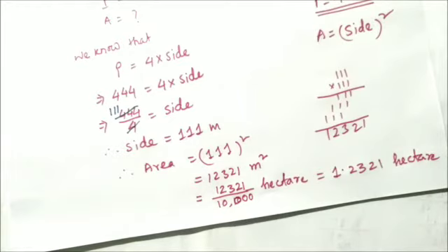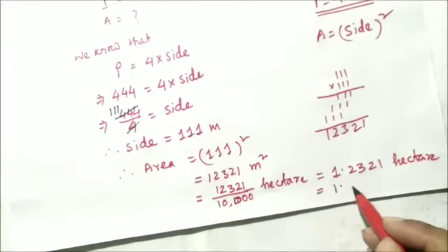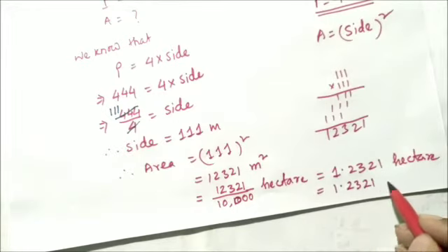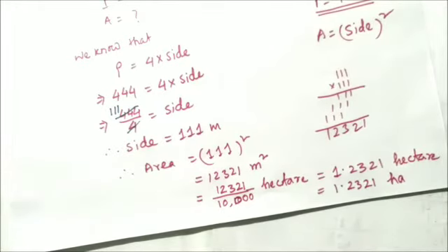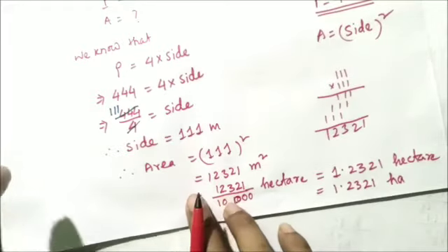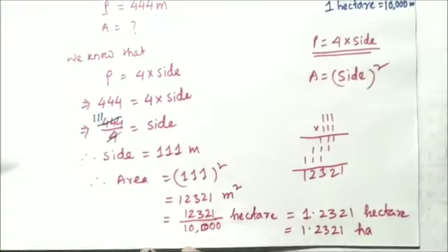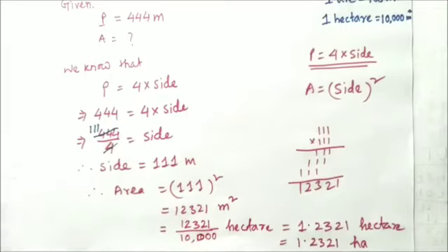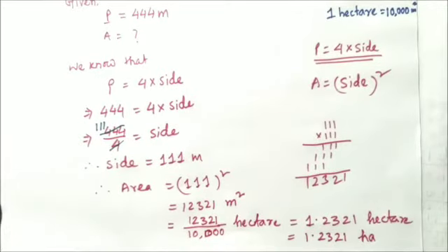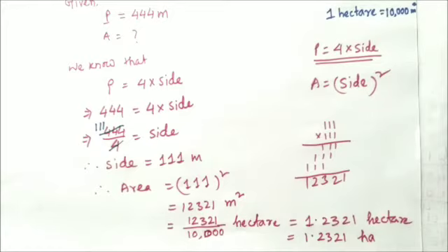Hectare can be written in short as HA. So some may write it as HA, hectare, in short. Okay, so I hope this is clear. Can you see the solution of this question? If you have any question regarding this, then you can immediately ask me.